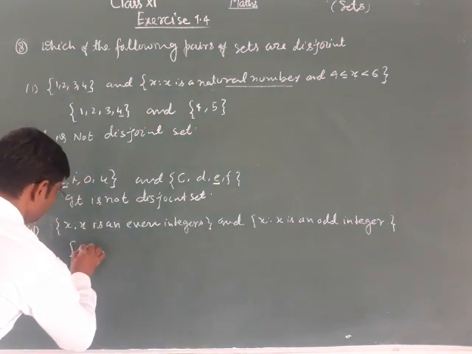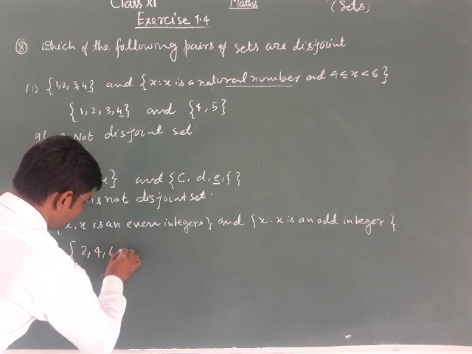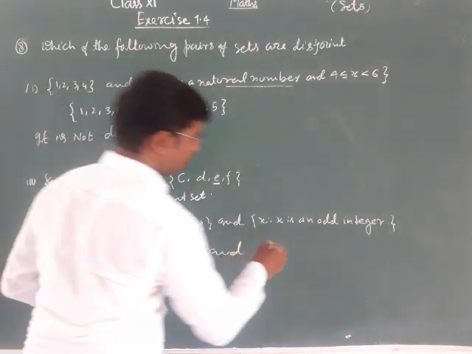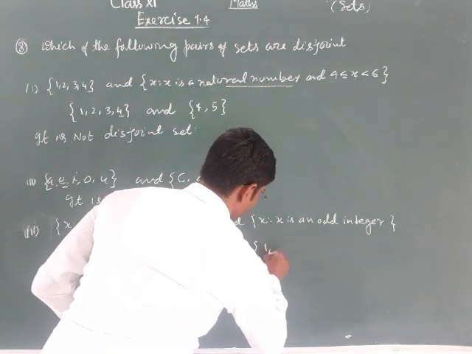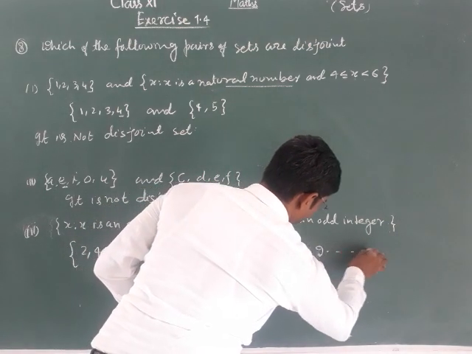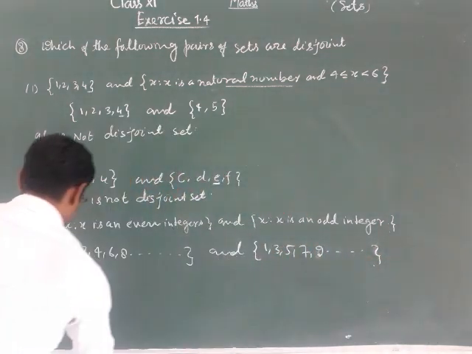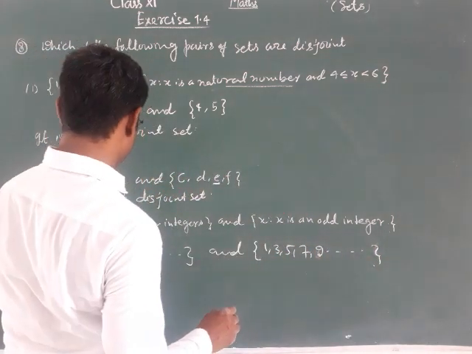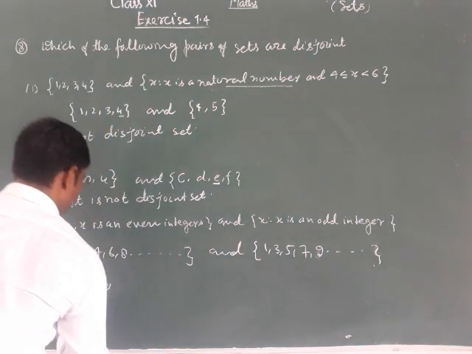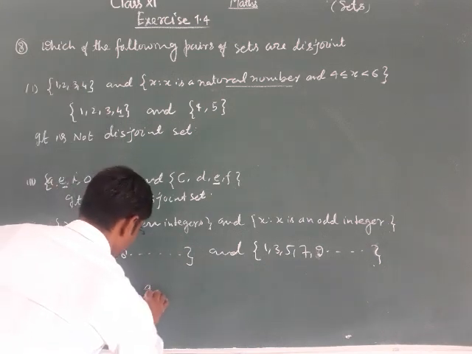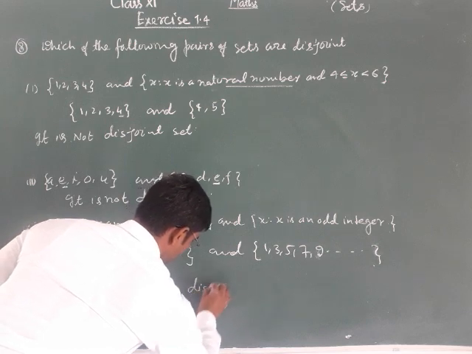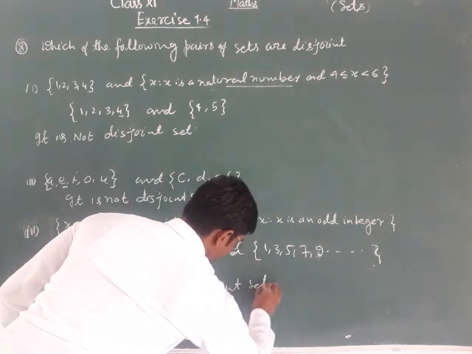And the third part: x such that x is an even integer, so the set of even integers 2, 4, 6, 8 and so on, and the odd integers 1, 3, 5, 7, 9 and so on. Both sets have no common element. The intersection is phi, so this is a disjoint set.